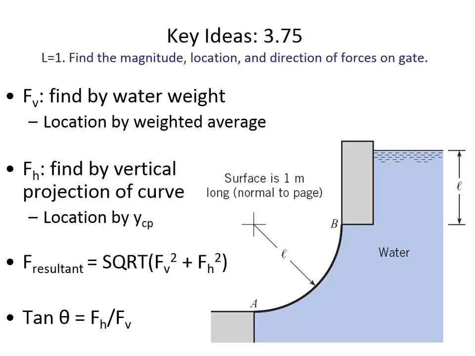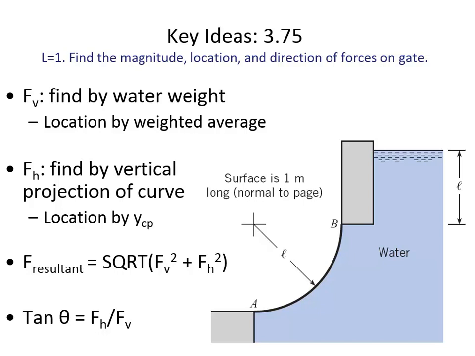All right, here's one. It asks you to find the magnitude, location, and direction of the forces on the gate. So magnitude, location, by location they mean how far deep is the equivalent hydrostatic force that's acting on the vertical projection. You need to find the vertical forces and the horizontal forces. Now, the vertical force is given by the water weight. And this is one of those instances where there isn't any water weight above this gate.